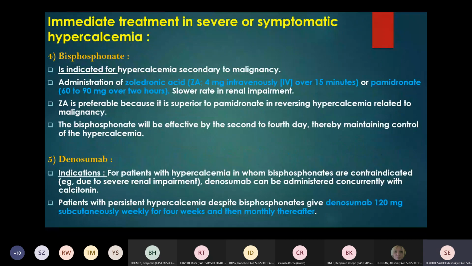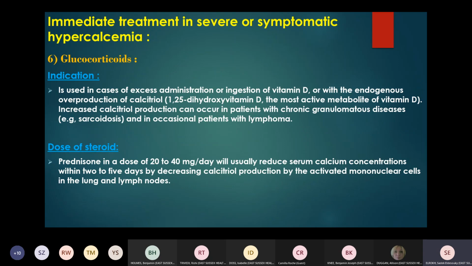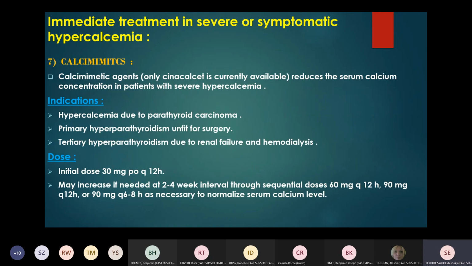Here, bisphosphonate in a case of hypercalcemia secondary to malignancy. Denosumab can be given for hypercalcemia secondary to malignancy if bisphosphonates are not effective or contraindicated. Steroids are given for hypercalcemia secondary to granulomatous disorder, like sarcoidosis, or TB, or lymphoma. Calcium mimetic, which is cinacalcet, is given for hypercalcemia secondary to primary hyperparathyroidism, or parathyroid carcinoma, or tertiary hyperparathyroidism.